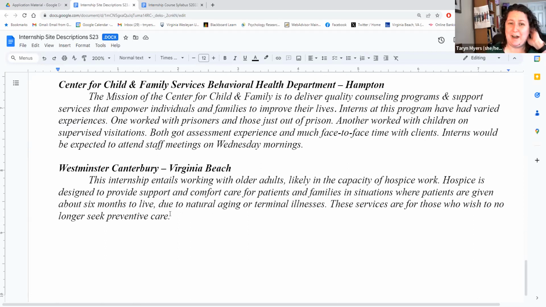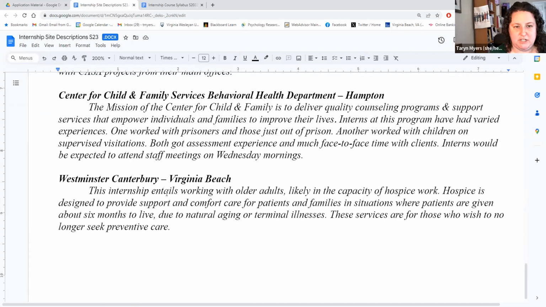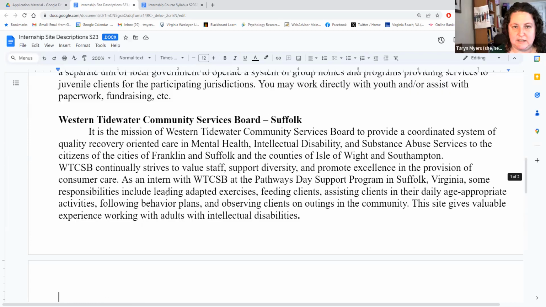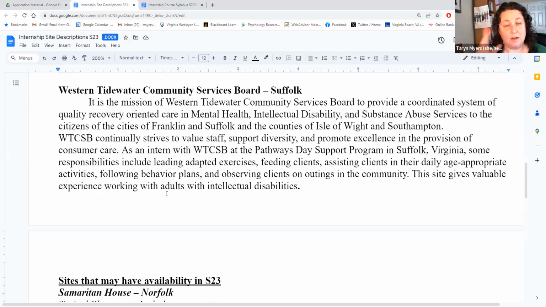And if you're interested in hospice work, which is end of life work, there's Westminster Canterbury and Virginia Beach as well. I'm also realizing that I did not add on here a couple of places we had last year, so again, I'll update as I get information. We have had folks placed over at EVMS in their art therapy program, working with the department there. And we had our first intern who did a sports psych internship last year, so I need to reach back out to that organization and see if they're interested in supervising someone again.